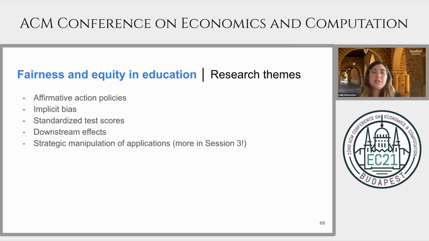So there are several research themes related to fairness and equity in education. Of course, we have many papers, mostly in economics, that look at different implementations of affirmative action policies. We also see more recent themes like the role of implicit bias, the use of standardized test scores, and downstream effects that arise when we impose some fairness constraint. And finally, in the core of mechanism design, we have the notion of strategic agents, and in section 3, Jesse will tell you more about this.